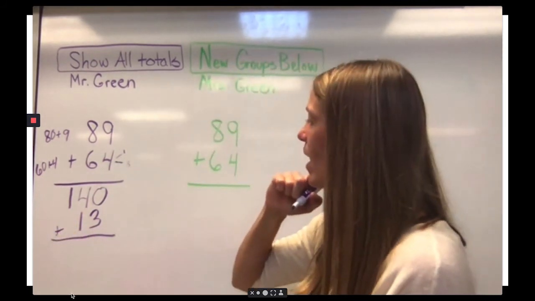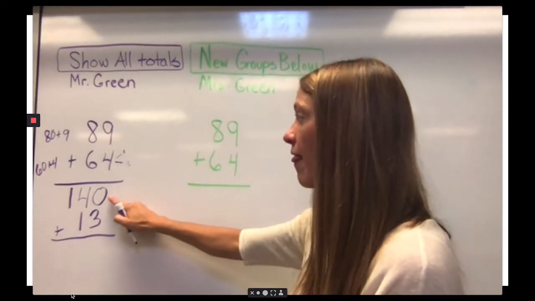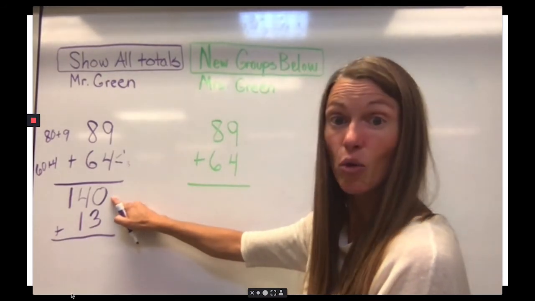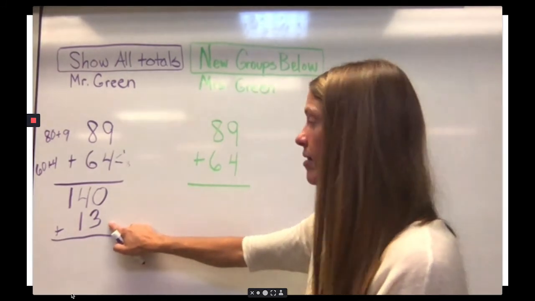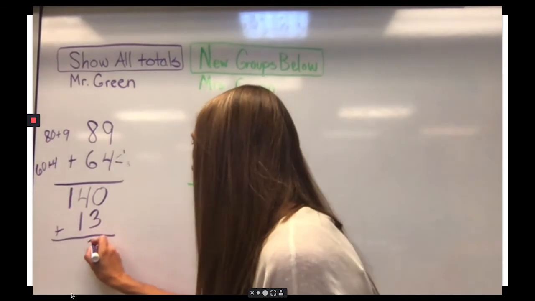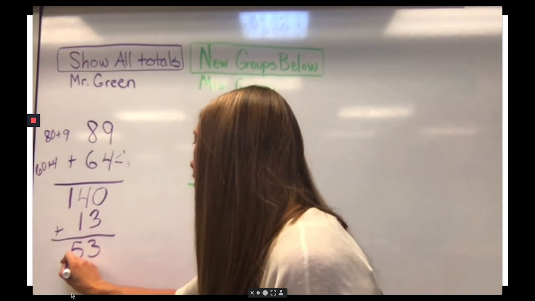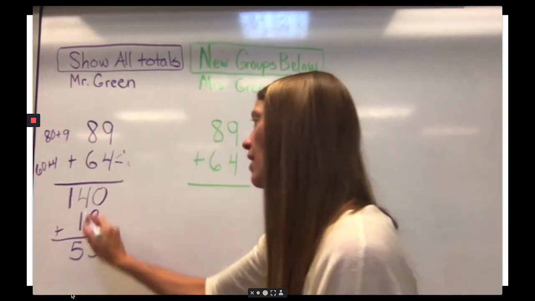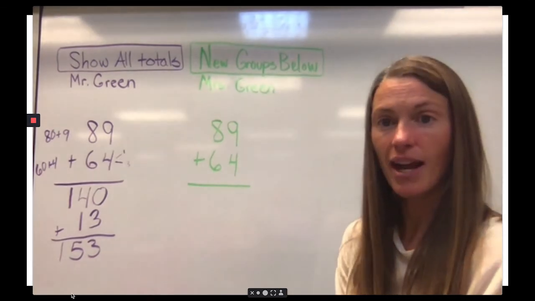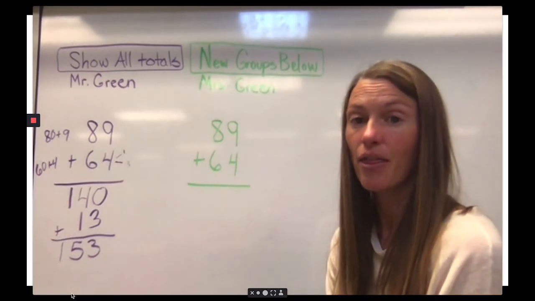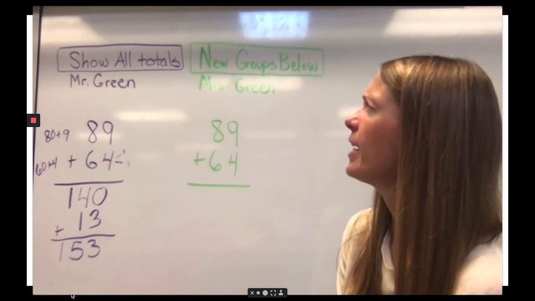So now, if I want to show all totals, I need to add the 14 tens, or 140, plus the 13 ones, and I get 3 ones, 5 tens, or 50, and 100. Mr. Green has 153 potatoes. Now, let's see if Mrs.